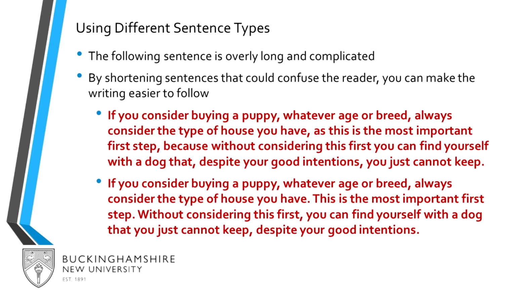So let's come back to this example and let's now put some full stops in there. And notice here that we've actually transformed this into 3 sentences rather than just one. Okay, so if we read this now, hopefully we'll be able to read it a bit easier. If you consider buying a puppy, whatever age or breed, always consider the type of house you have. This is the most important first step. Without considering this first, you can find yourself with a dog that you just cannot keep despite your good intentions.